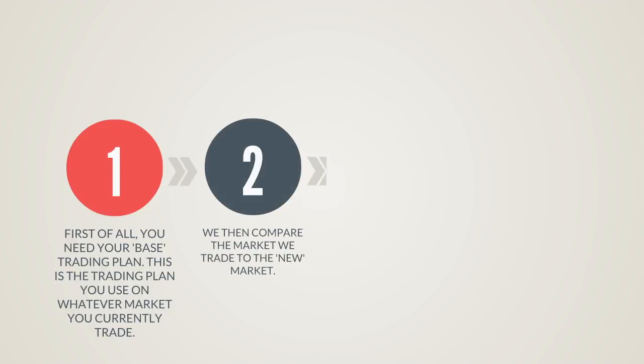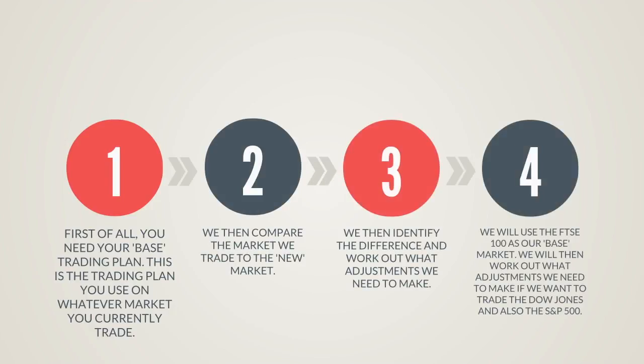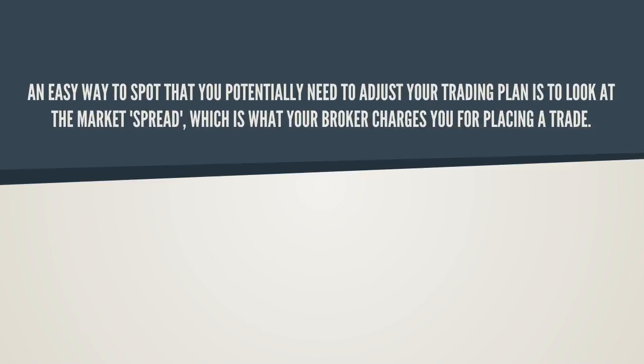So how do we adjust our trading plan? First of all, you need your base trading plan. This is the trading plan you use on whatever market you currently trade. We then compare the market we trade to the new market. We then identify the difference and work out the adjustments we need to make. We will use the FTSE 100 as our base market. We will then work out what adjustments we need to make if we want to trade the Dow Jones and also the S&P 500.